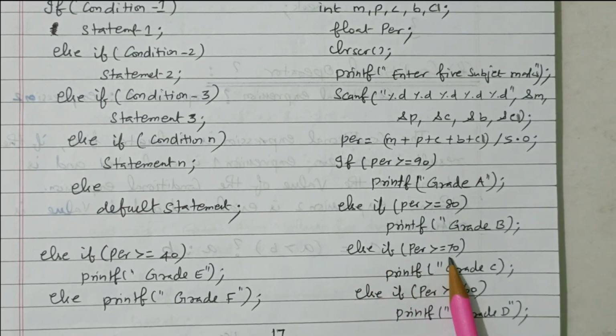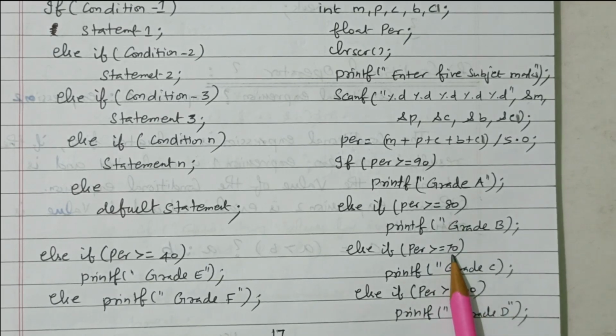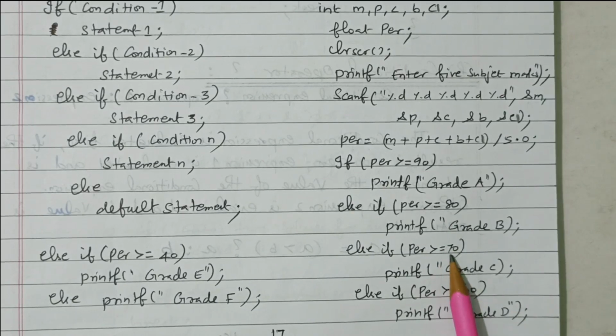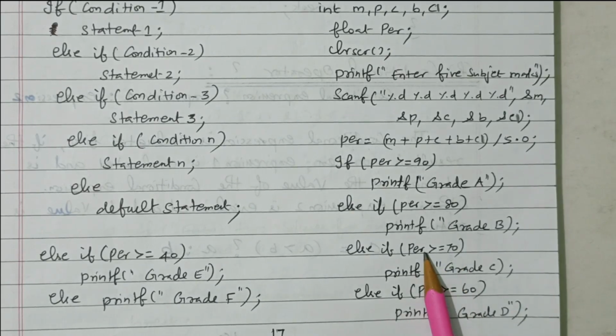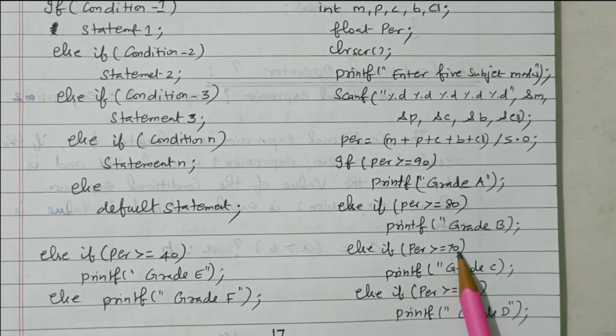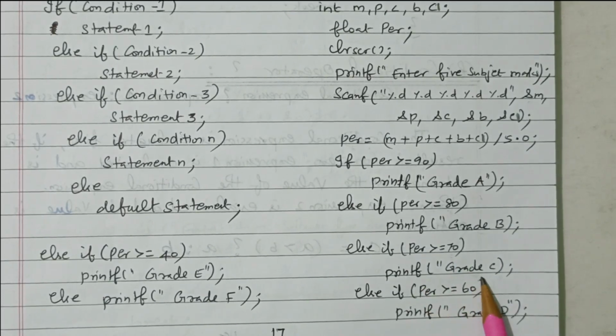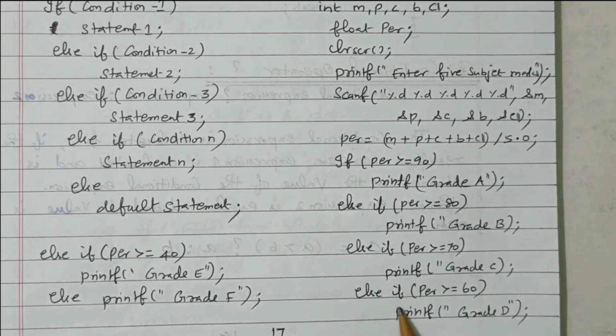Else if percentage is greater than or equal to 70, right? The previous condition being false means it is not greater than or equal to 80, and this condition checks whether it is greater than or equal to 70. If this condition is true, it is between 70 and 79, that is 70, 71, 72, up to 79, because the previous condition is false. If it is 70 to 79, the grade is C, and we print grade C. If this condition is false, it will go to the next one.